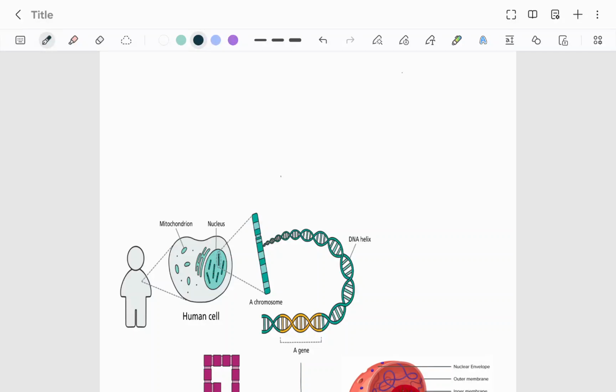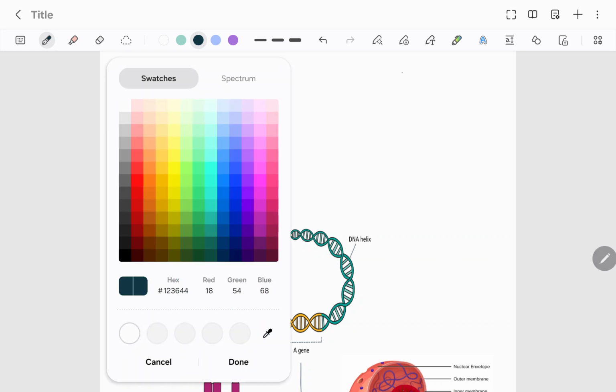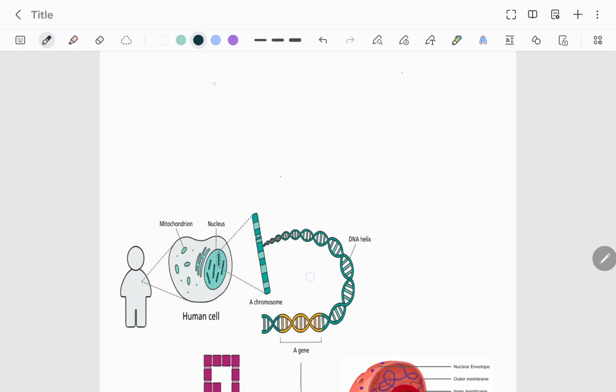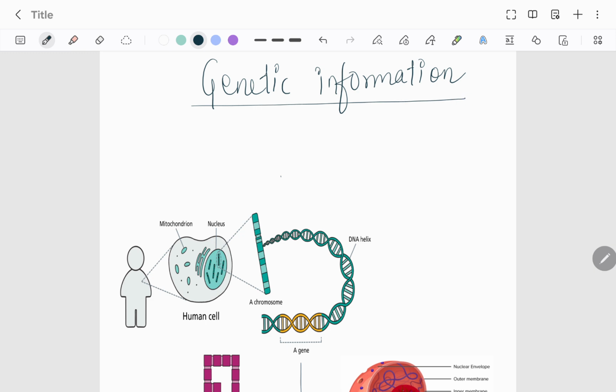Hi everyone. Today we are going to study a beautiful theme of biology, and that theme is genetic information. Genetic information. I was going to choose which color to write, and I forgot to say what theme I'm going to teach. Okay, genetic information.